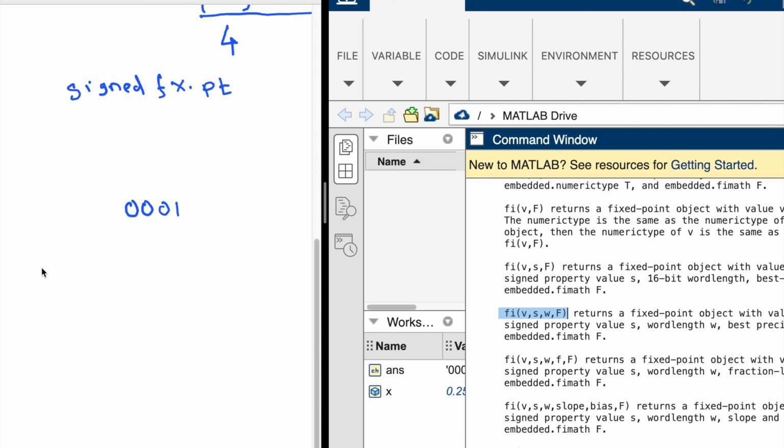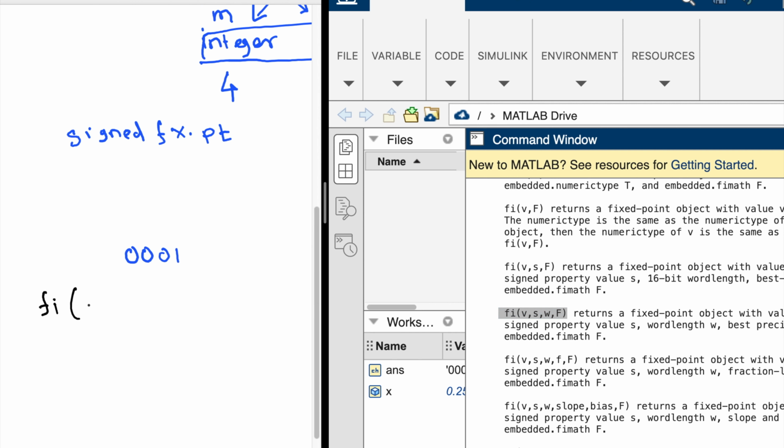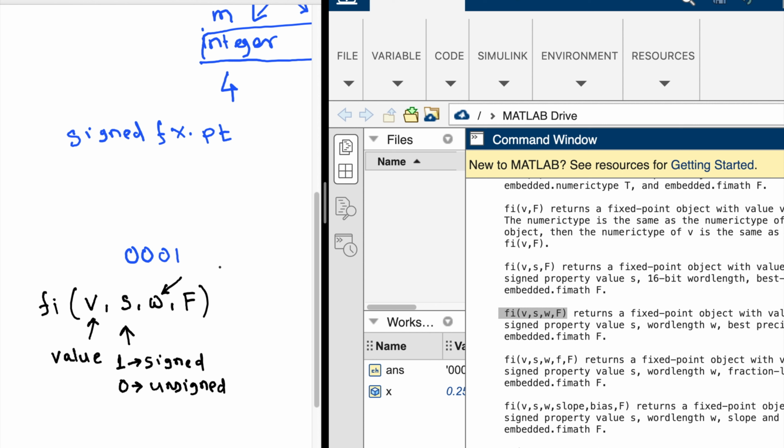And just to reiterate, this is fi, and this is the value. It could be any value that we want to convert into fixed point format. Then this is 1 for signed and 0 for unsigned numbers. W is the total number of bits, basically the word length. And this is the number of fractional bits. All right.